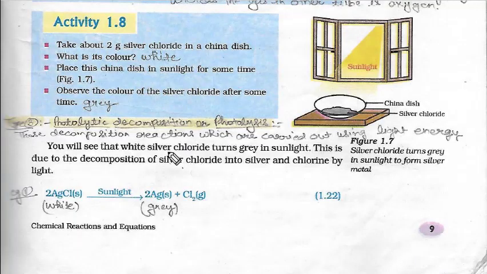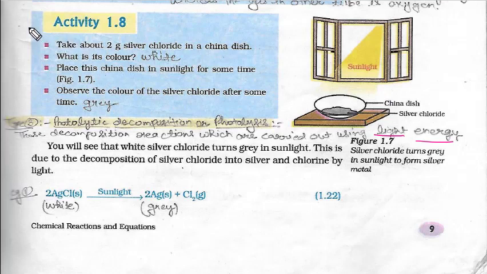Now a third type of decomposition reaction is photolytic decomposition reaction, also known as photolysis. The word photo is used for light. Actually it is photon, which represents light, so from that we get the word photo, which means light. These are those decomposition reactions which are carried out by light energy. So in this reaction we will use light energy to break down the reactant.